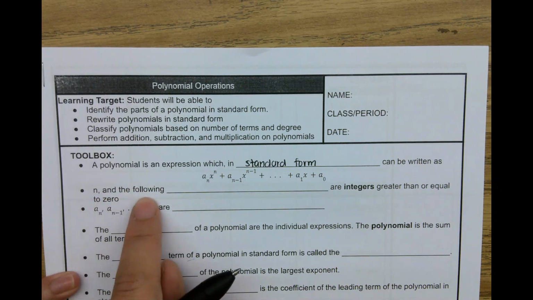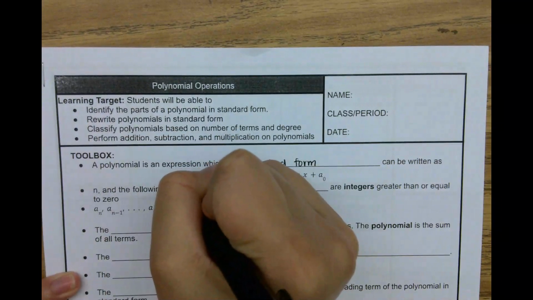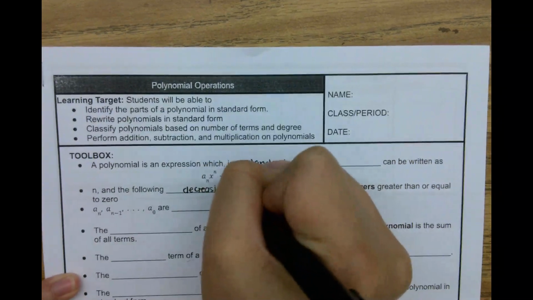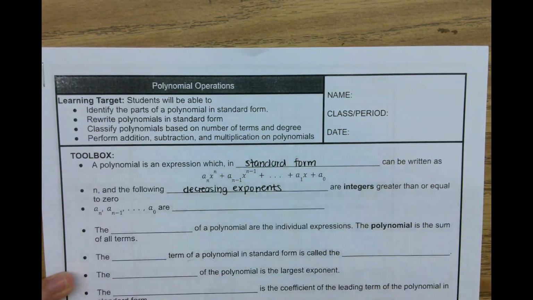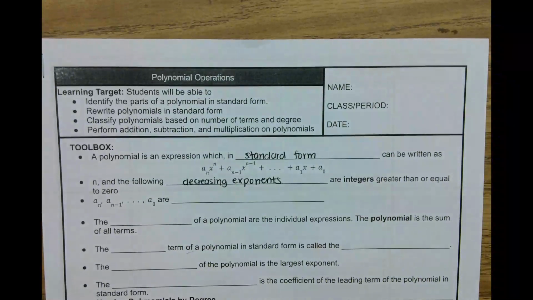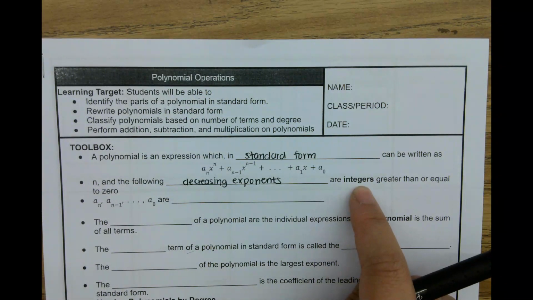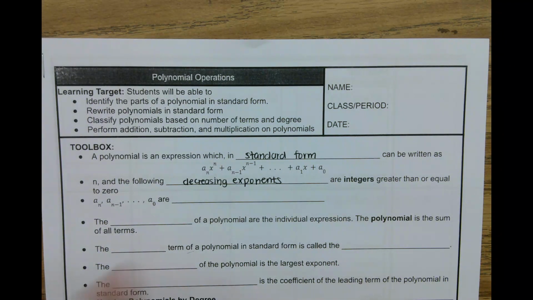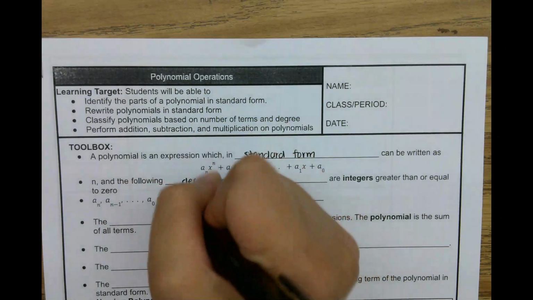And so one thing that's special about it in standard form is that we have our exponents and they are decreasing. We're going to see more when we're classifying them in a bit. Okay? But here our exponents are decreasing and they are integers, meaning they are not fractions. Okay? Greater than or equal to 0. Okay? The numbers in front of our x are known as coefficients.